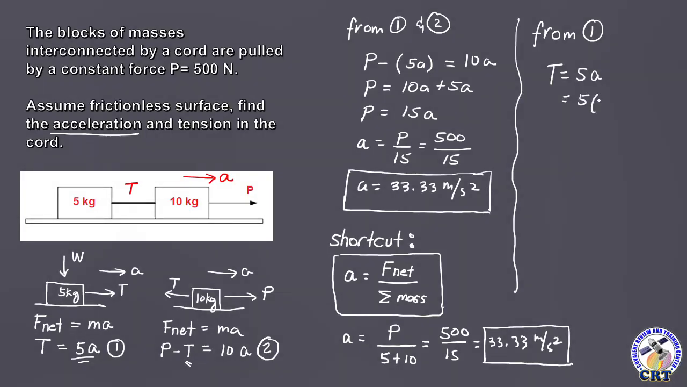So 5 times 33.33. Let us compute for that, and this will give us 166.65 newtons. And this is our answer for the required tension.